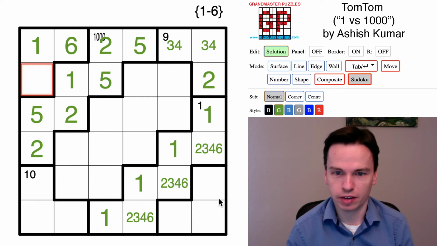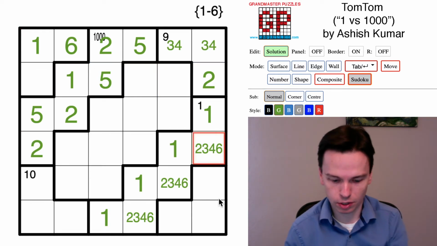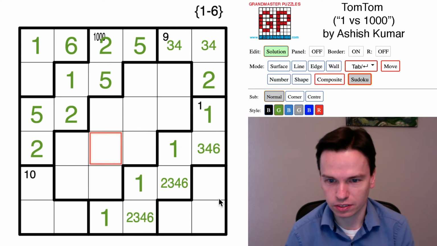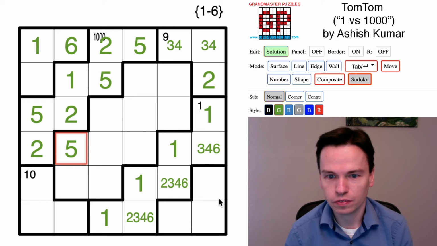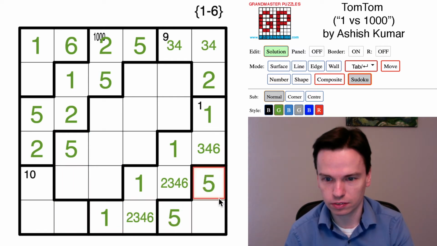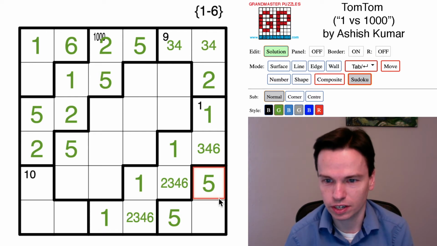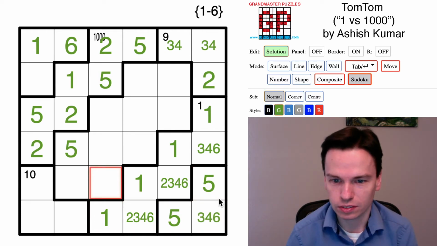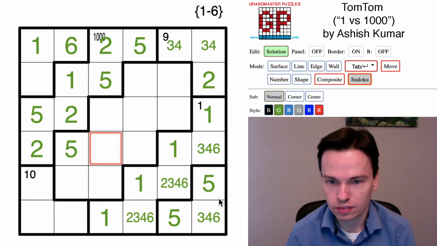And now we're going to have 3, 4, 6 coming through some way. Let's actually look in this middle row, this is the only place for a 5. These are the only places now for the last 2 5s. We're going to have a 3, 4, 6 in this corner. So that seems most of what we can do now.